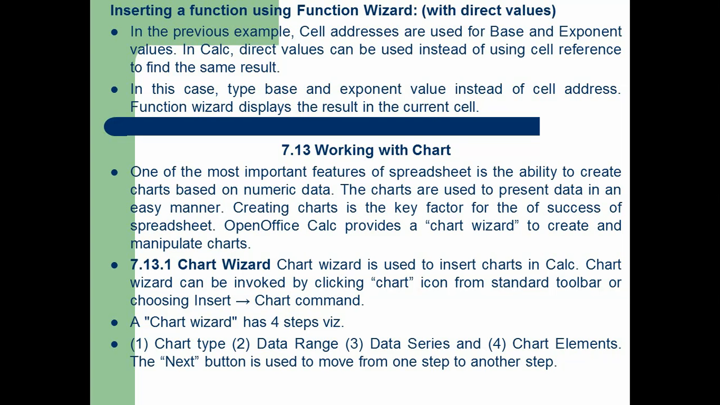We can create any type of chart using the Chart Wizard in OpenOffice Calc. The Chart Wizard has very simple 4 steps, and by using these 4 steps, we can create charts. The 4 steps are here. First, from Insert, select the Chart command and select the chart type. Then select the data range for which you want to create the chart, select the data series, and select the chart elements. Now we are going to see the different options available in each step.